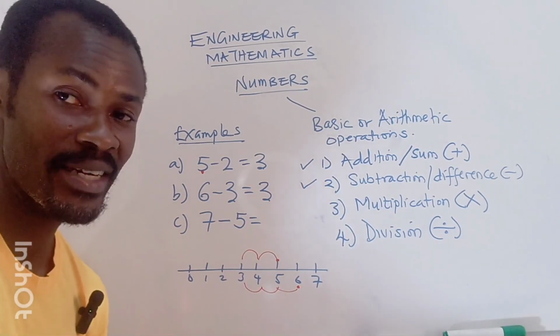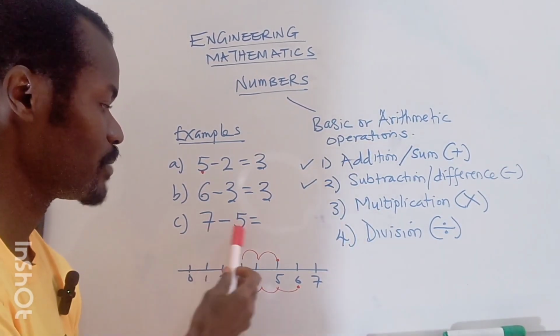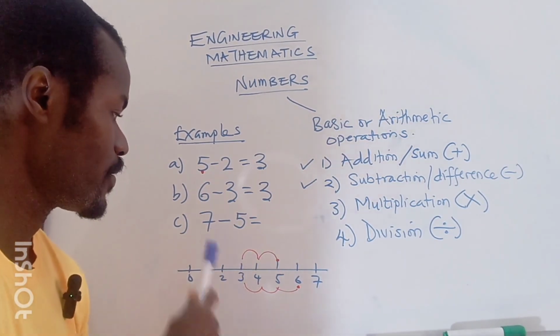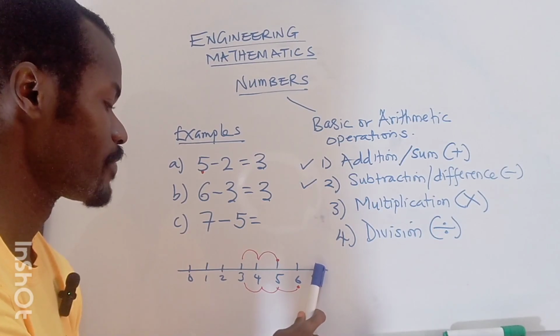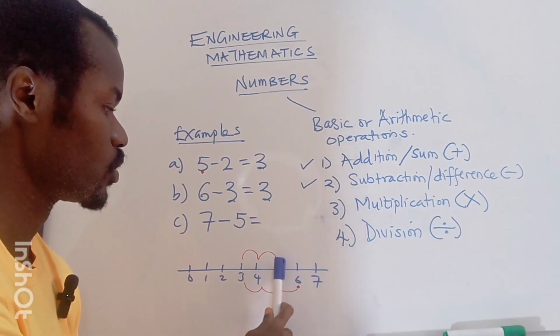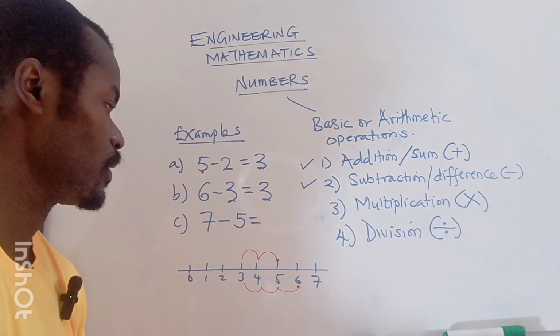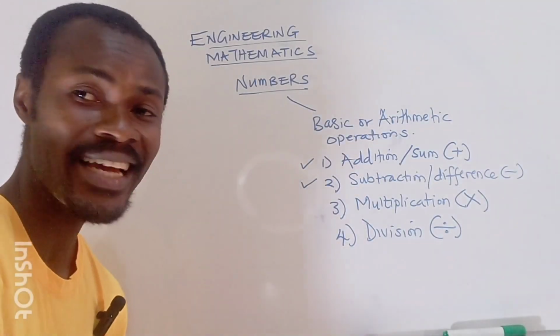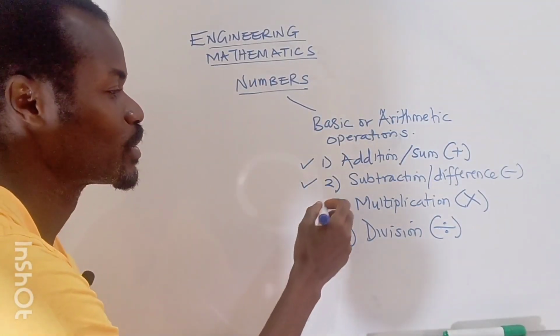What about 7 minus 5? Now, the difference between 7 and 5, which also means subtraction, is from 7, we are going to count back 5 times. So let's count 1, 2, 3, 4, 5. So we have our answer as 2. And the next thing we want to talk about is multiplication.